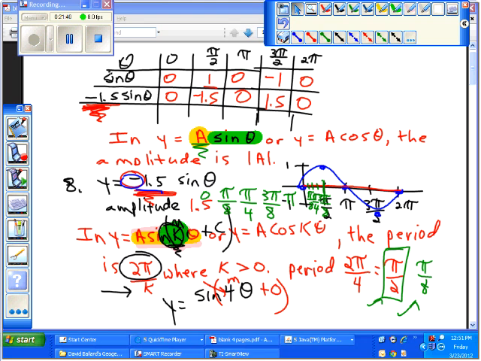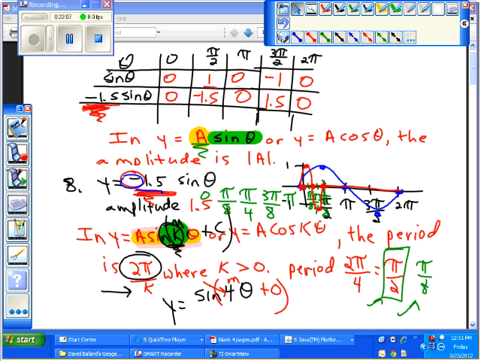All right, what happens at the first marker? 0. What happens at the second marker? Positive 1. At pi over 8, we're already to positive 1. What happens at the third marker? Back to 0. What happens at the next marker? Down to negative 1. What happens at the next marker? Back to 0.